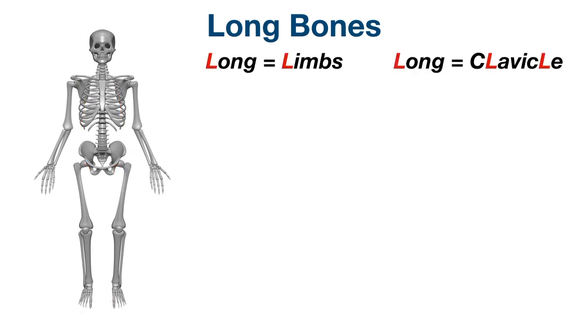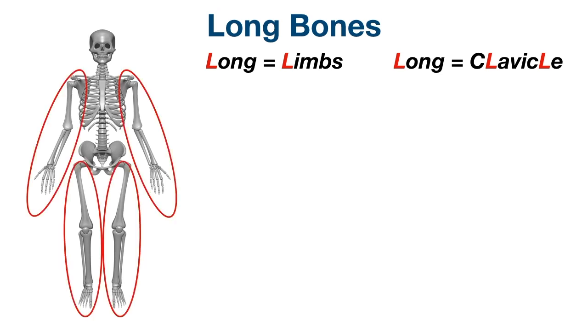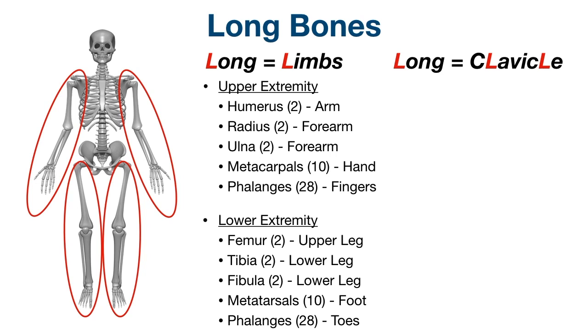Let's look at examples of long bones. First, we said to remember long and limb because most of the bones in the arms and legs are long bones. This includes the humerus of each arm, the radius and ulna of each forearm, the metacarpals of the hands, the femur in each upper leg, the tibia and fibula in each lower leg, the metatarsals of the feet, and the phalanges that make up the fingers and toes. There's a previous video on the anatomy of the femur, which will be linked down below in the description.